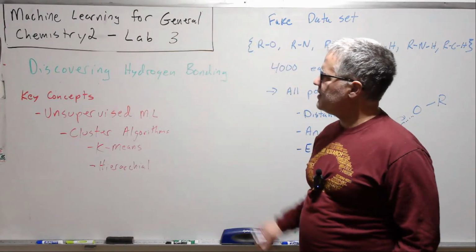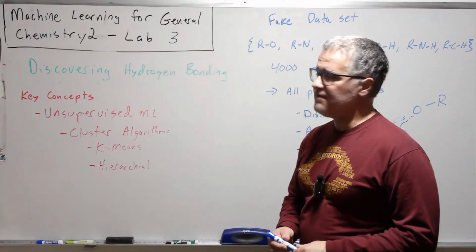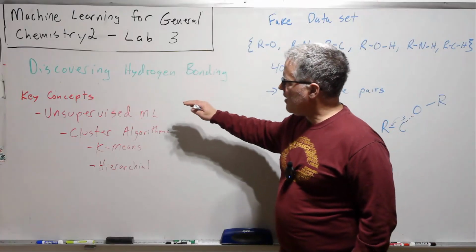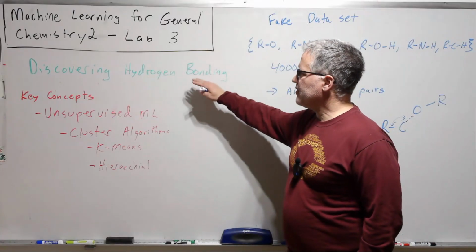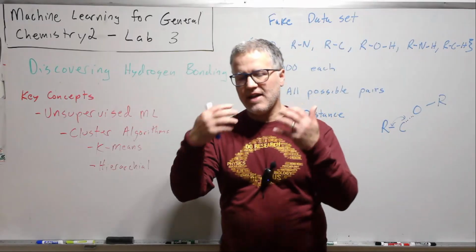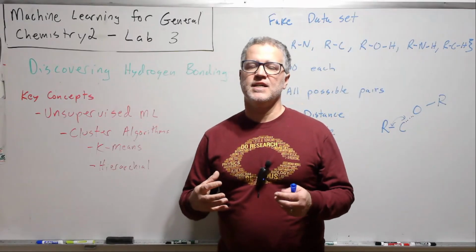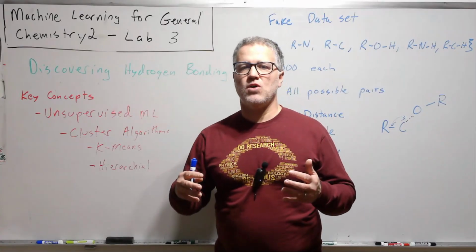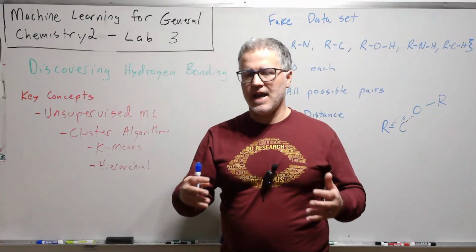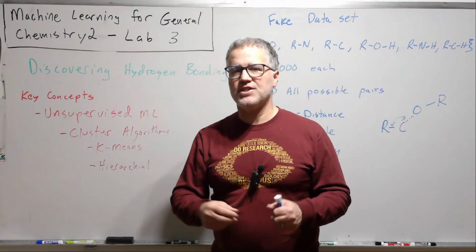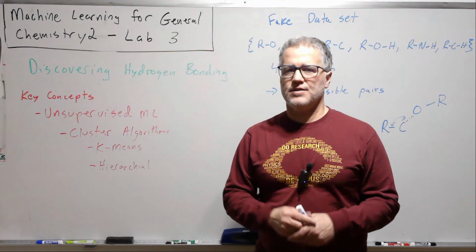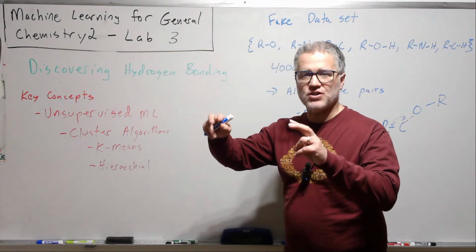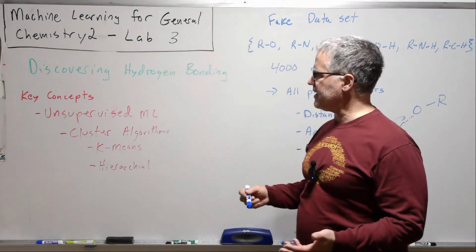So this is lab number 3 for Machine Learning for General Chemistry 2. And today we're going to be talking about unsupervised machine learning. We're going to try to have the computer discover hydrogen bonding in a fake data set. So we're going to make this big database of different molecules, and just by looking at the nature of some of the properties of the interactions of those molecules, the machine should be able to pick out and identify this special interaction, which we would then call hydrogen bonding.